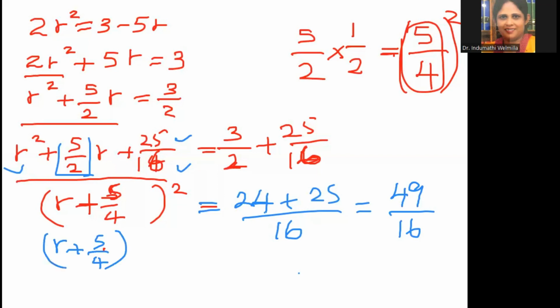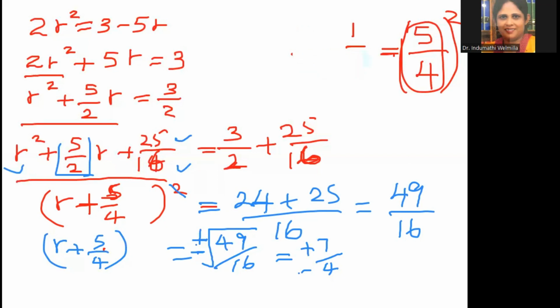Here, this side, this squared one cancels when taking the square root on the other side. Okay, the square root of 49 over 16. That's very easy, no? We can get the square root of 49 as 7, and of 16 as 4, no? Yes. Then it means 7 over 4 plus or minus, right? So then it is easy.